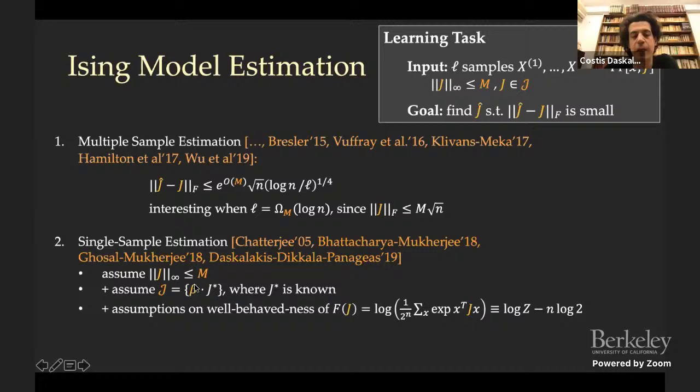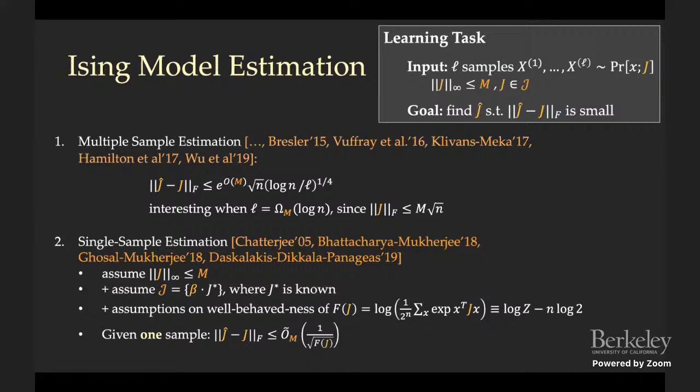Works also place some extra assumptions about the well-behavedness of the log partition function around the matrix of the model. And under those assumptions, they show that given a single sample, they can estimate the interaction matrix to within 1 over the square root of the log partition function of the model. So this is just a comment: if you're interested in just the infinity norm rather than the Frobenius norm, then of course we don't need that square root of n factor on the approximation.